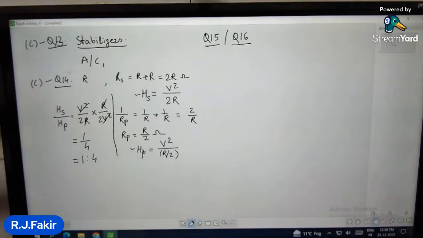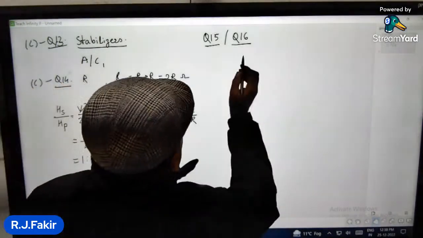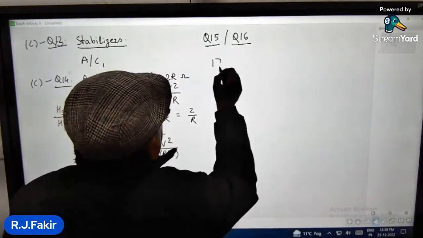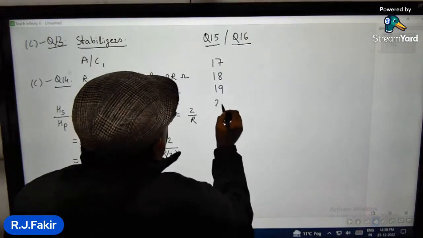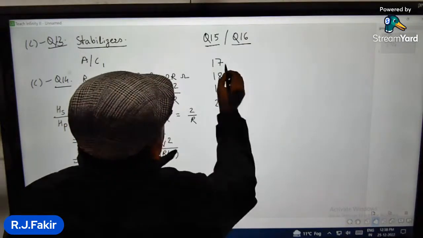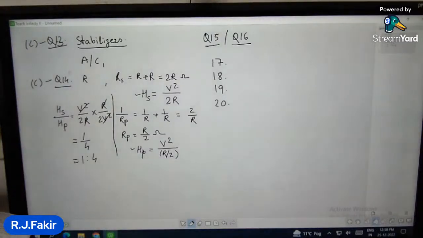Now in the science paper you will have four questions, that is 17, 18, 19 and 20. There will be assertion and reasoning type. So let us start with 17 first.